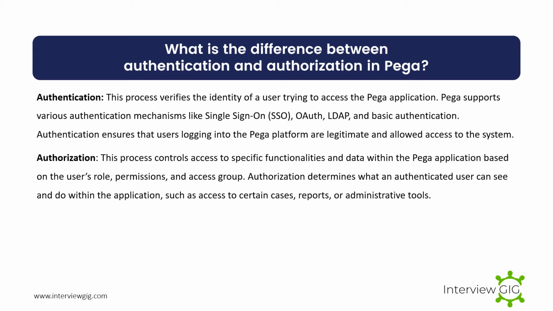Authorization. This process controls access to specific functionalities and data within the Pega application based on the user's role, permissions, and access group. Authorization determines what an authenticated user can see and do within the application, such as access to certain cases, reports, or administrative tools.